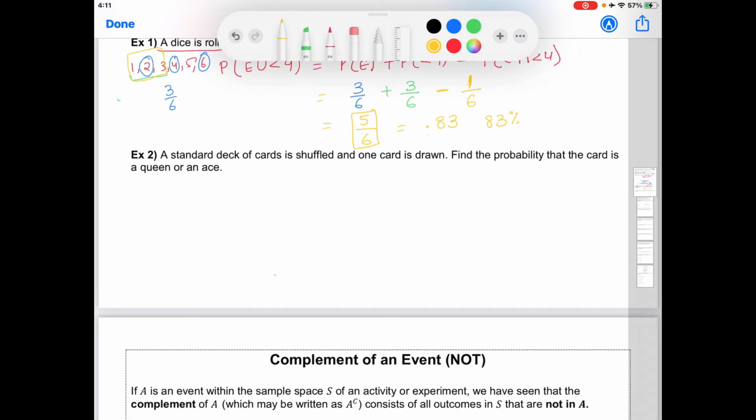The next one: a standard deck of cards is shuffled and one card is drawn. Find the probability that the card is a queen or an ace. Okay, let's talk about the cards first. A standard deck of cards usually has 52 cards. Your n is equal to 52. There are 52 cards in a standard deck and they are in two colors, dividing them equally. So you have 26 red and 26 black cards, right?